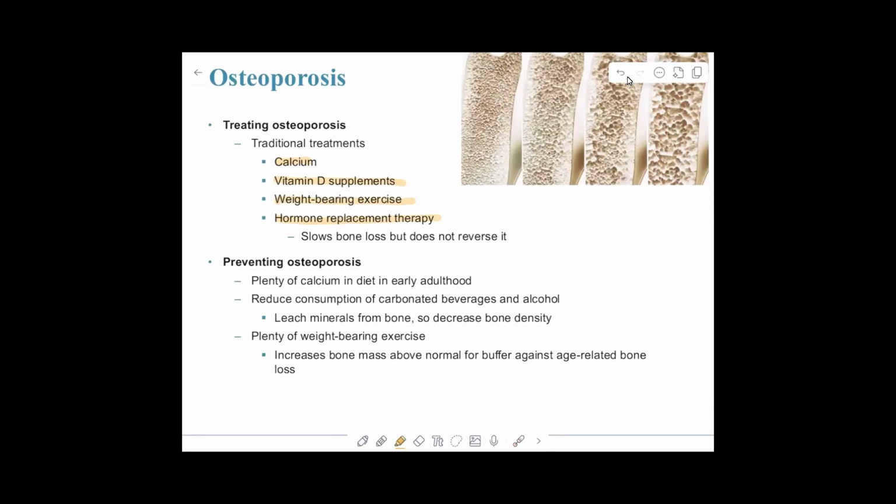We can prevent osteoporosis by plenty of calcium in the diet, and by reducing consumption of carbonated beverages and alcohol. The risk of those is they leach minerals from the bone, so it decreases the bone density. And of course, lots of weight-bearing exercise increases the bone mass above normal to buffer against age-related bone loss.